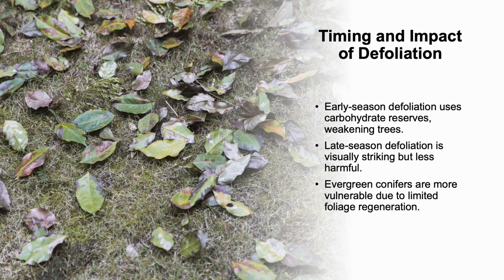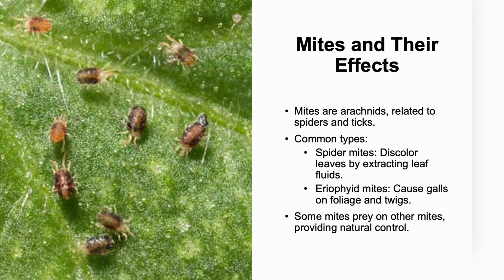Early season defoliation is more harmful because it depletes carbohydrate reserves needed for growth and defense. Late season defoliation, although visually striking, is generally less damaging since the tree has already stored sufficient reserves. However, evergreen conifers are especially vulnerable because they do not readily regenerate foliage, making them more susceptible to long-term damage from defoliation. Mites, though small, can cause significant damage to trees.